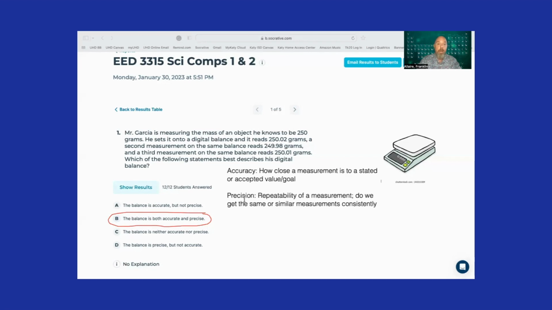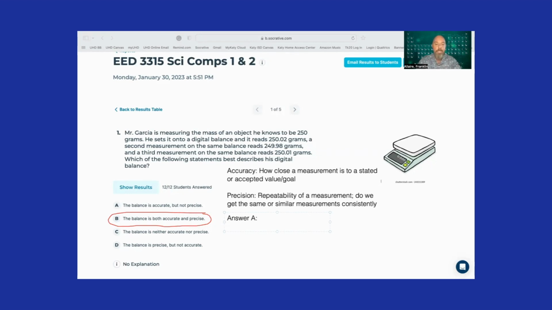Now, before we move on, I want to give you a couple of examples here, because we have some statements like the balance is accurate but not precise. The balance is neither accurate nor precise. The balance is precise but not accurate. So I'd really like to show you what these look like in terms of measurements, kind of comparing what these would look like to what it says in the problem. So for instance, for answer A, what would this look like? What would the values look like if the balance was accurate but not precise?